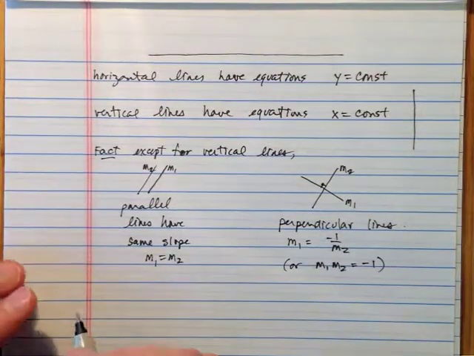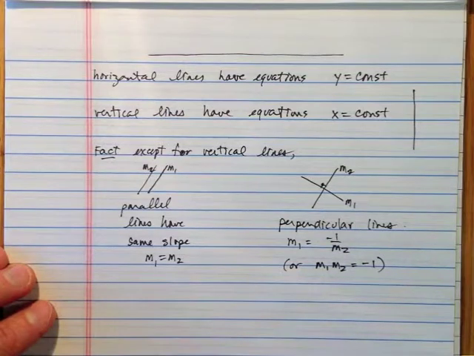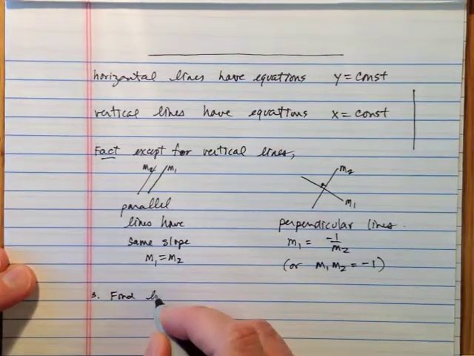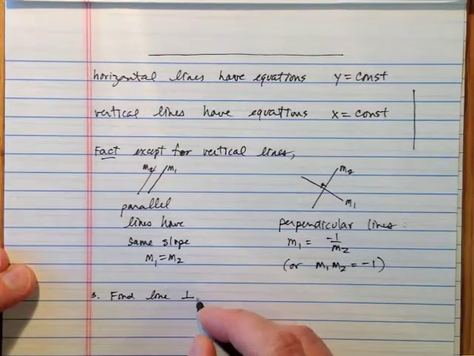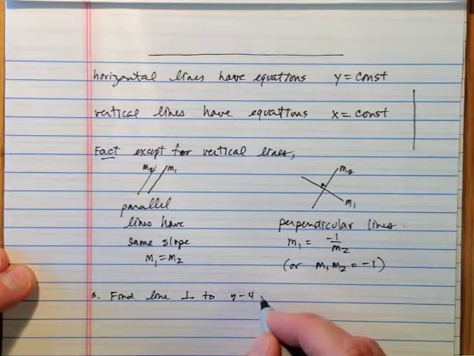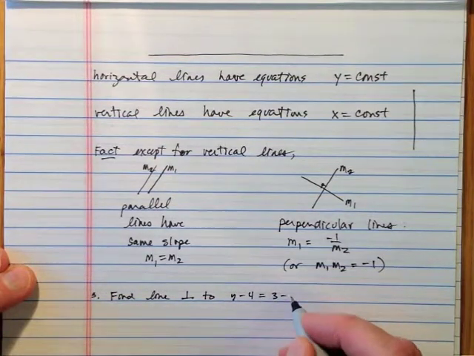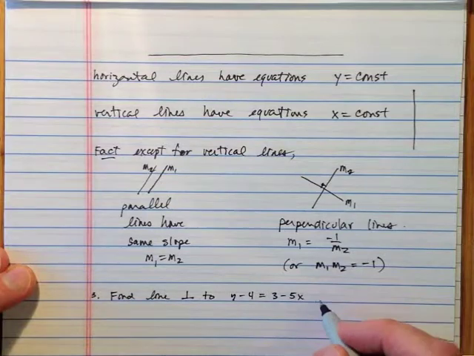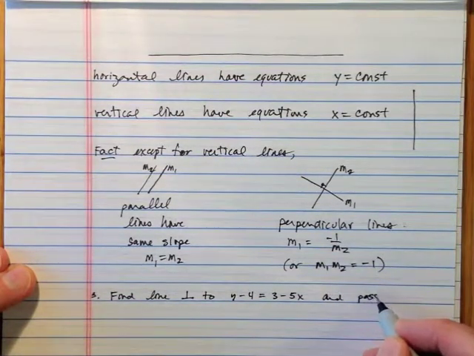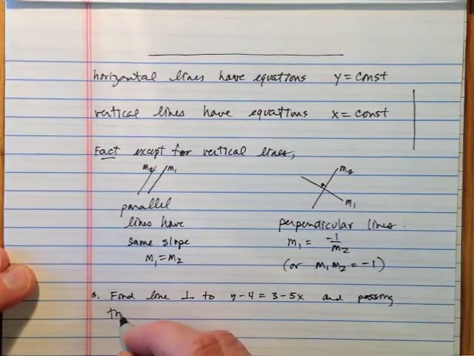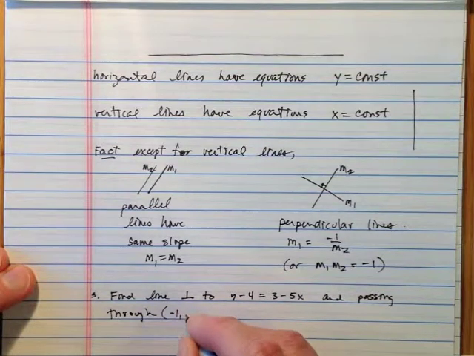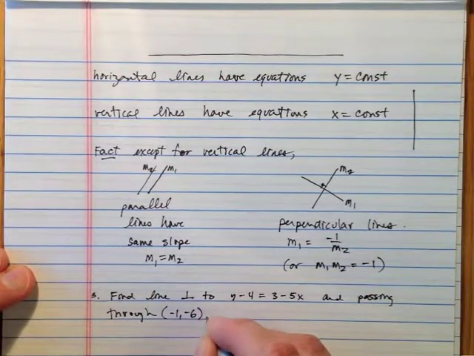So let's try one more find-the-line example. I guess I'm on example 3 here. Let's say, find the line perpendicular to this one, y minus 4 equals 3 minus 5x, and passing through the point negative 1, negative 6.